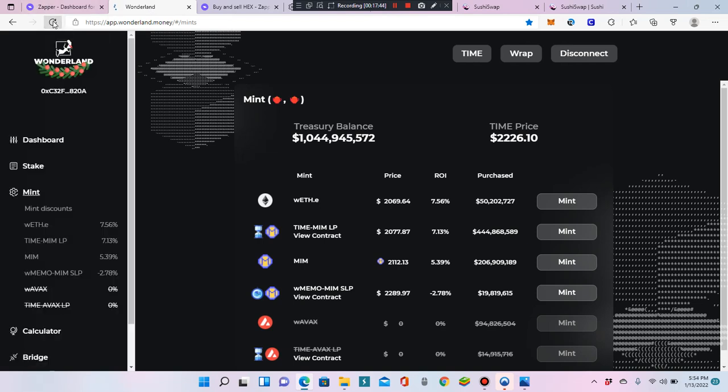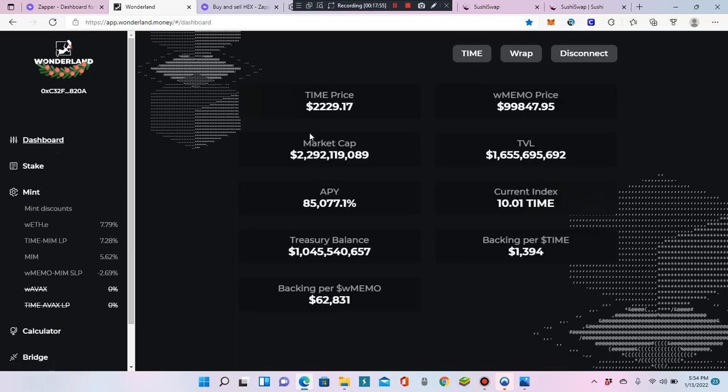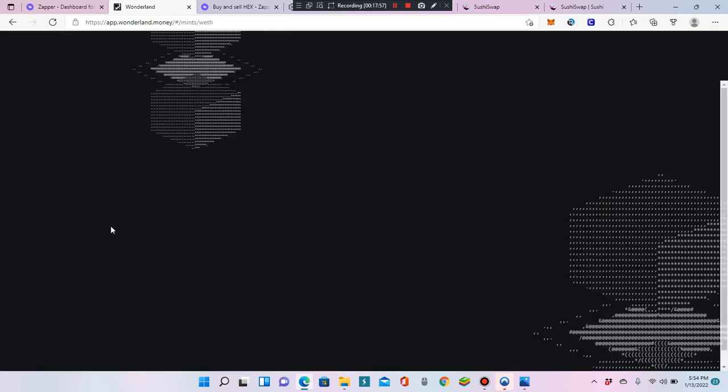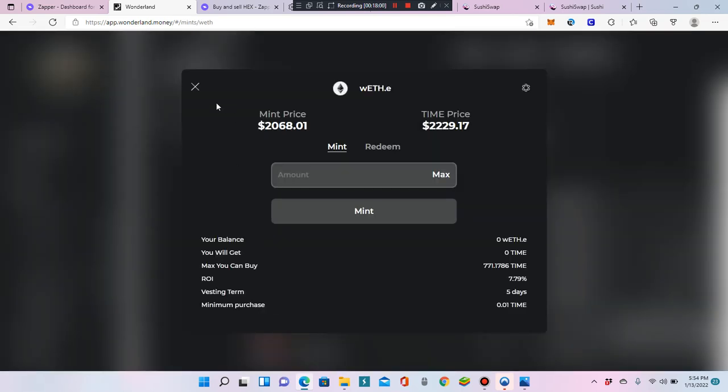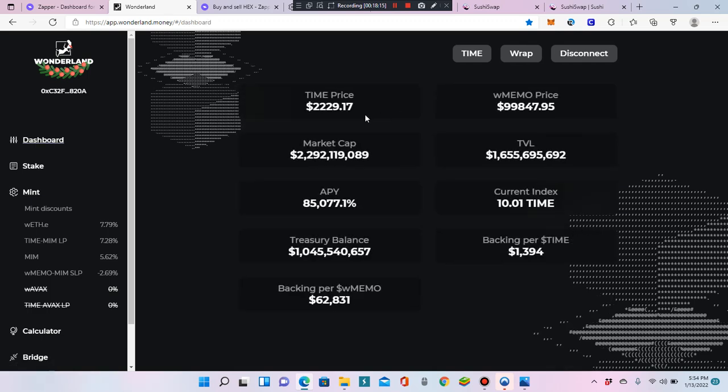So before I do anything else, I'm going to refresh it and just hope that it pauses for a second and does it. Okay, so we're actually going in a good direction, which could mean that the price is going up or the Treasury's demands are just getting a little bit different. Yeah, the mint price is 2068. So if I mint 10 at 2068, and what's the price of time? 2068, 2229.